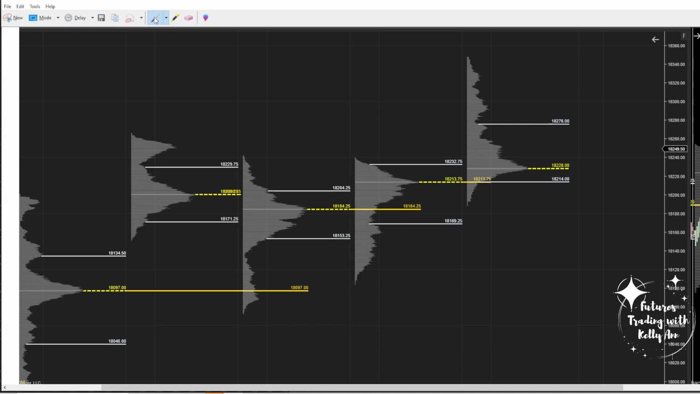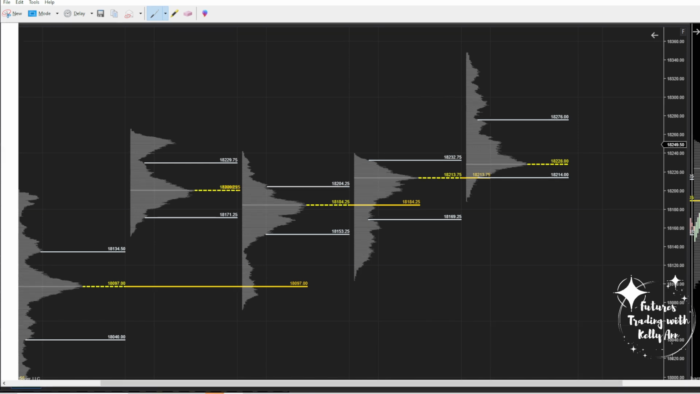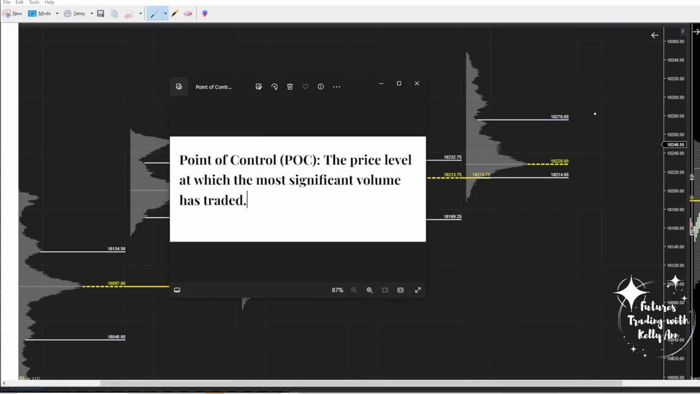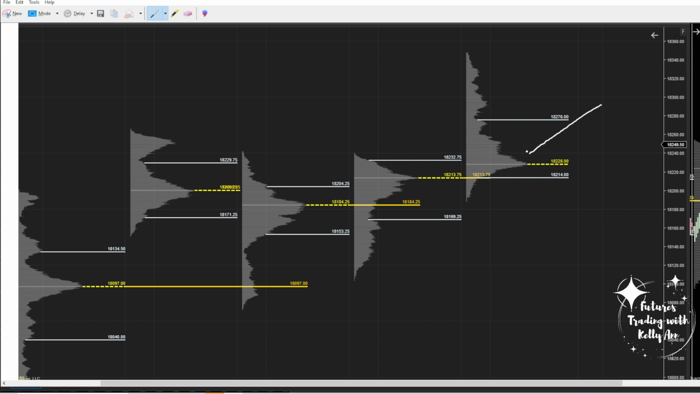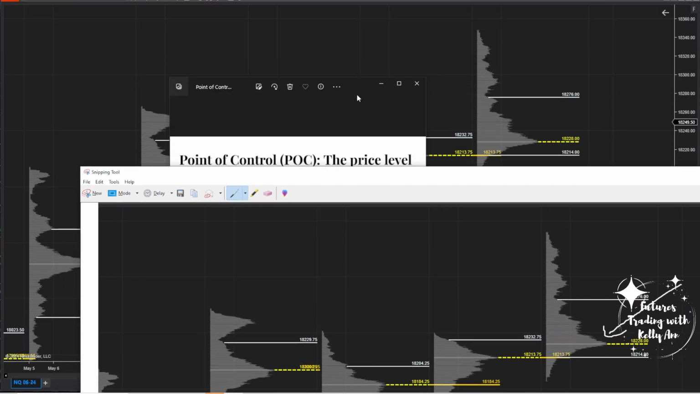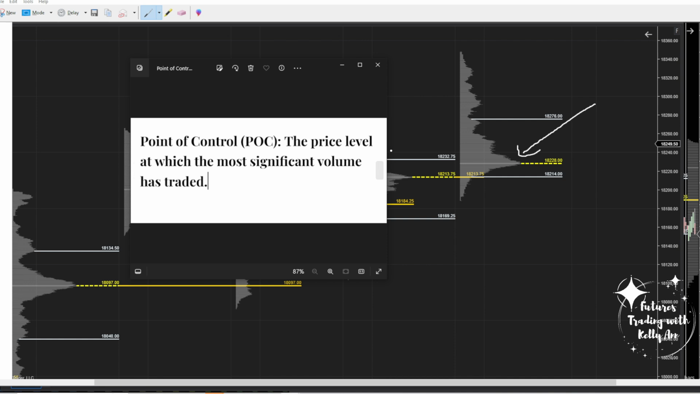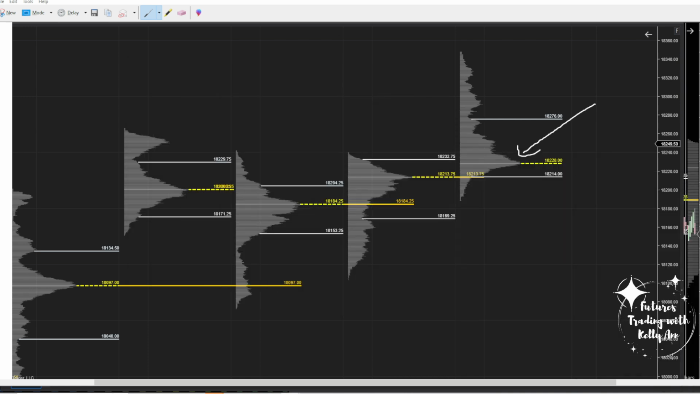You hear people talk about the POC. The POC is this yellow line right here. And you see today's POC is 18228. And what is that? That's the price on the given day where the most significant volume of contracts have traded. So the most contracts traded here. And you can see by the node how far out it is. That's what the point of control is. When you see it on my charts, it's always the dotted yellow line.